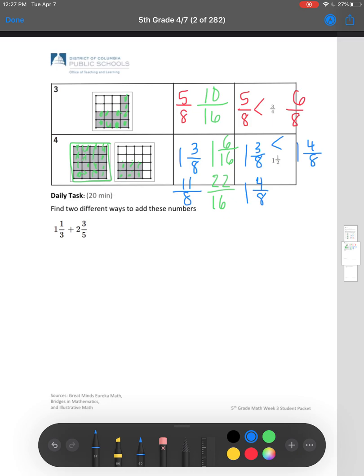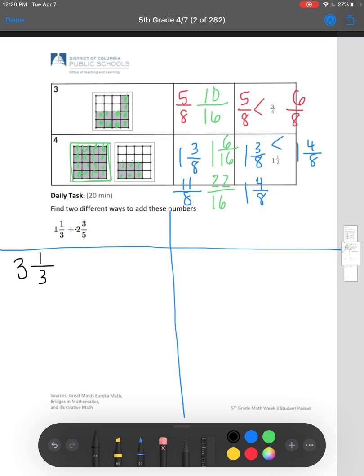Okay? Take a few minutes, make any adjustments that you need to, and then we'll get started on our daily task. Okay? So, our daily task says find 2 different ways to add these numbers. Okay? So, I'm going to start over here, and I have my 2 mixed numbers, and I'm going to remember the steps for adding mixed numbers. So I'm going to say, okay, the first thing I need to do is I know I need to add my whole numbers and write a new equation. So 2 plus 1 is 3. So I'm going to write 3 1/3 plus 3/5.